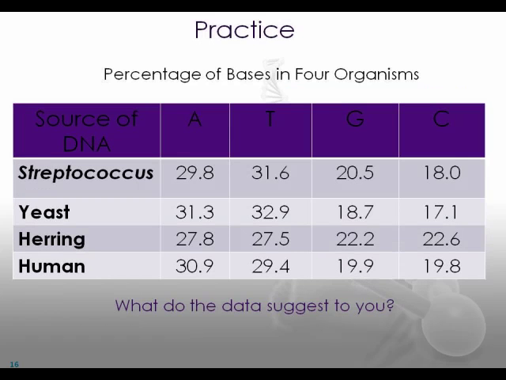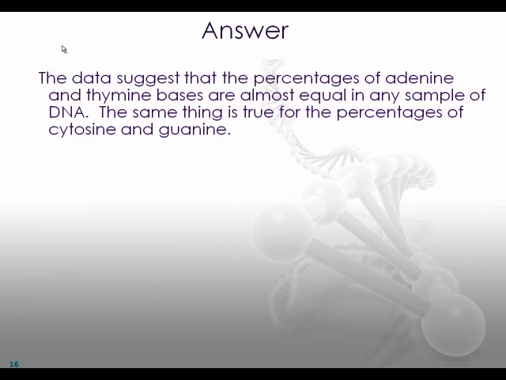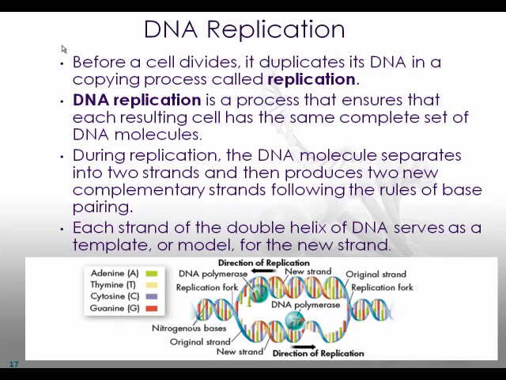This slide shows you the percentage of bases in 4 organisms. Take a moment to review the information. What do these data suggest to you? It should show you that the percentages of adenine and thymine bases are almost equal in any sample of DNA. The same thing is true for the percentages of cytosine and guanine.